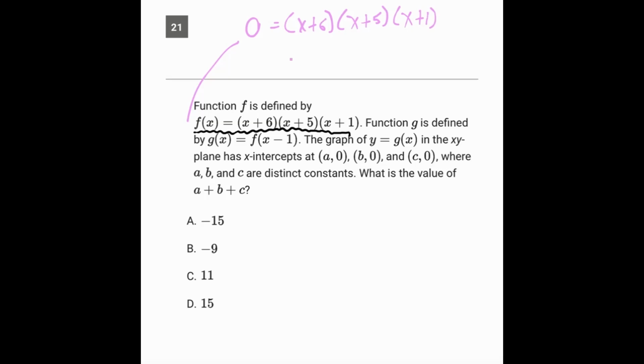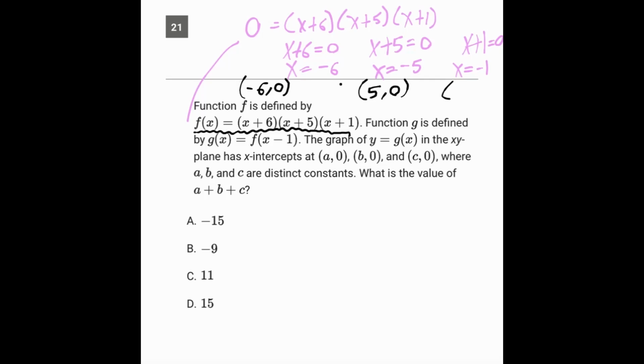And next, we would need to use the zero product rule, which says that if multiple things multiply out to give you 0, that could only happen if one of them actually was 0. So the zero product rule is your permission for setting each piece equal to 0 and solving. So we have 3 answers, and these are our x-intercepts. This thing hits the x-axis at (-6, 0), (5, 0), (-5, 0), and (-1, 0).